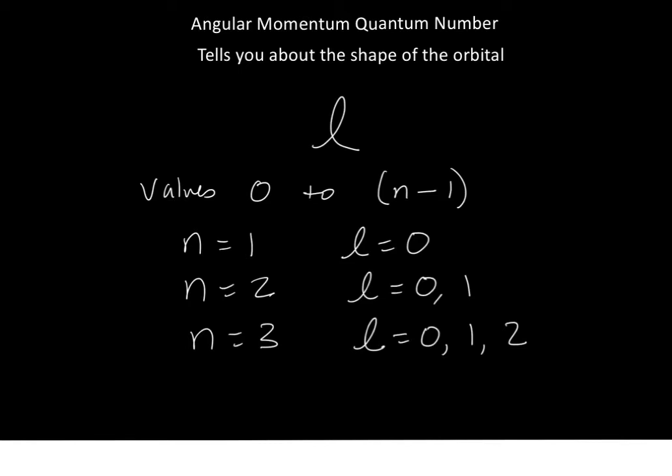Essentially, for the angular momentum quantum number, which tells you about the shape of the orbital, you have to know what the n value is. The possible values start at 0 and go to n minus 1, and again, they're integer values. It turns out that with this angular momentum quantum number, we actually give names to some of these L values, and I'm going to tell you about that on the next slide.